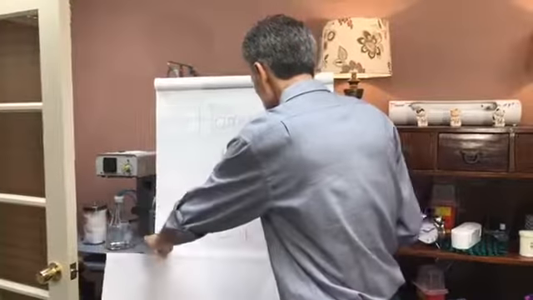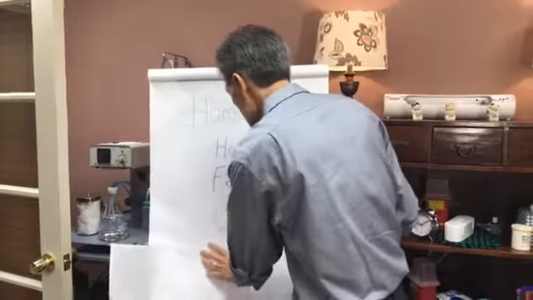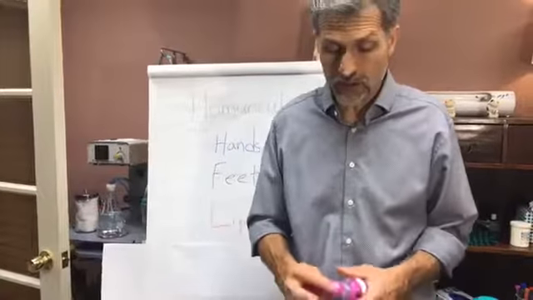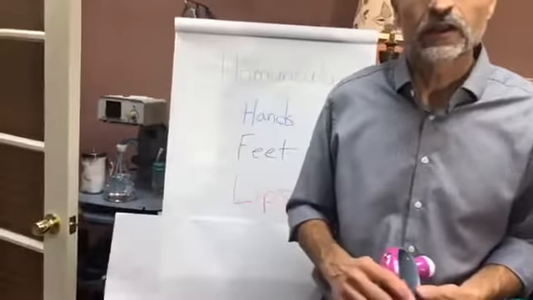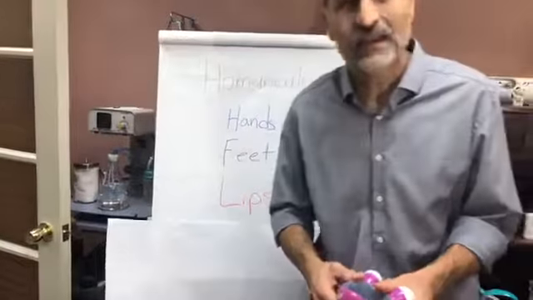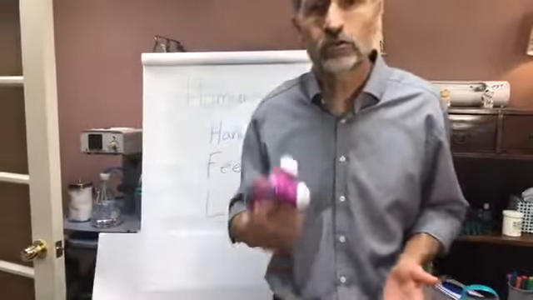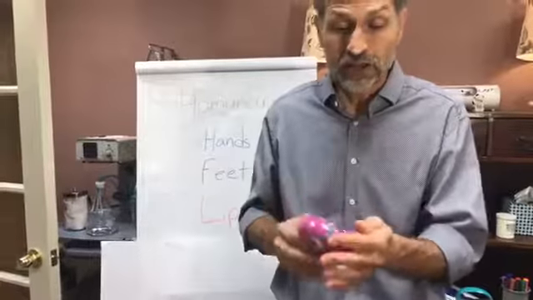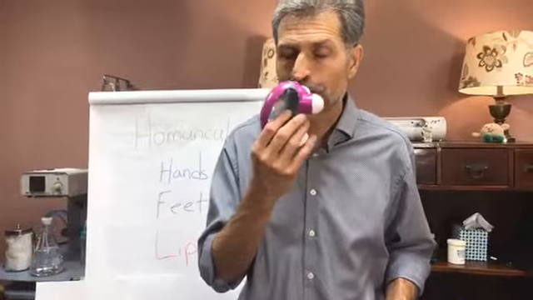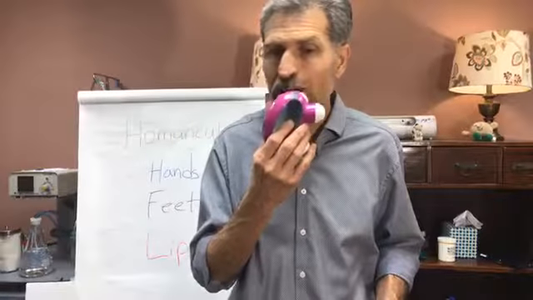So the third area, as we showed on that map of the homunculus, is the lips and the mouth. So how do we do vibration up here? I just put this on my feet, but you could put it on your lips, which is relaxing.